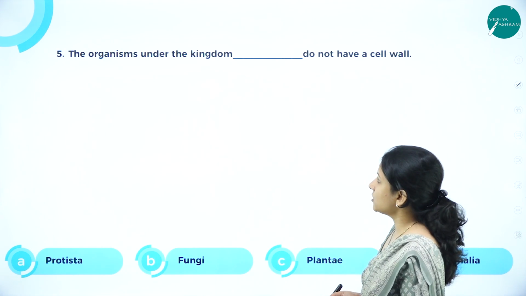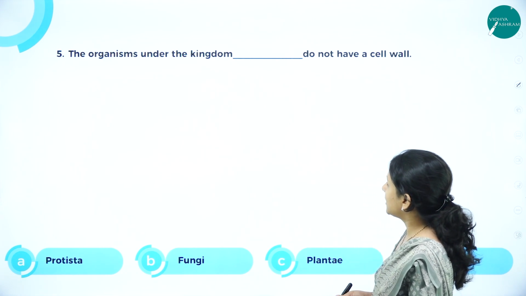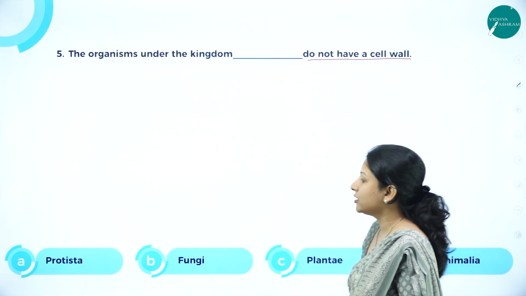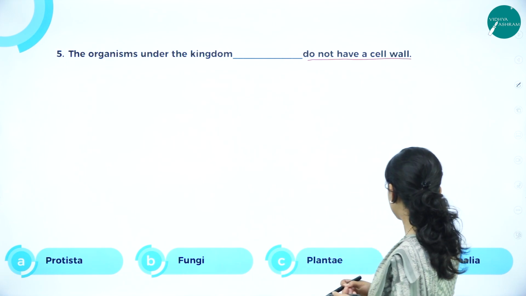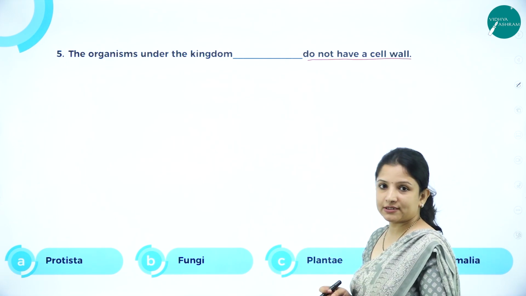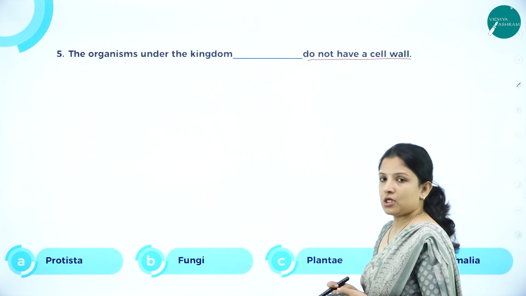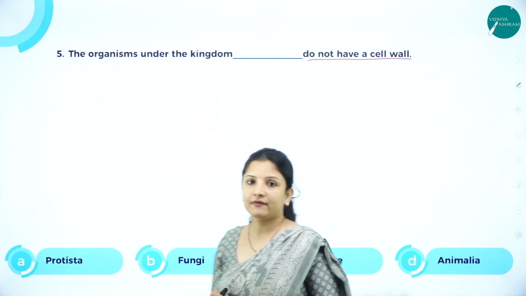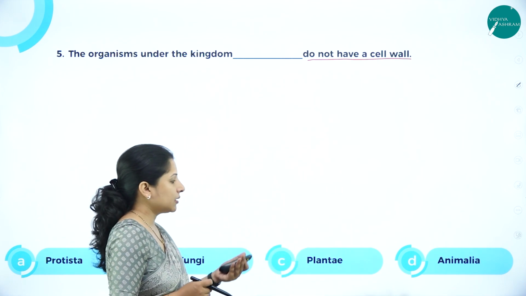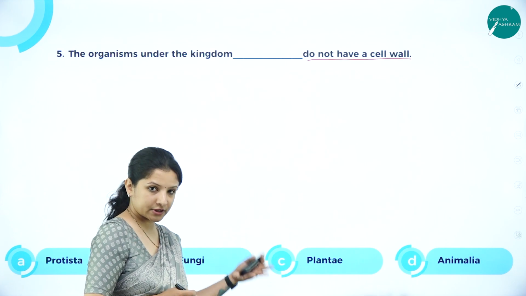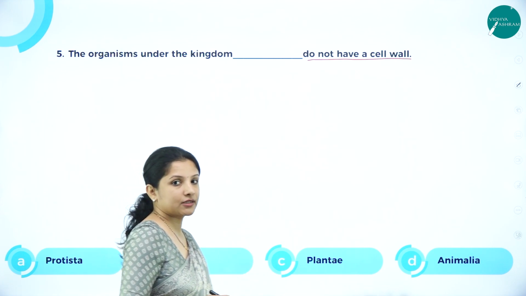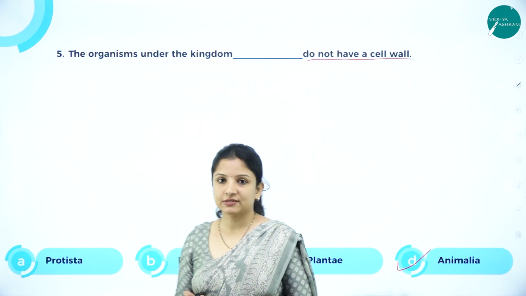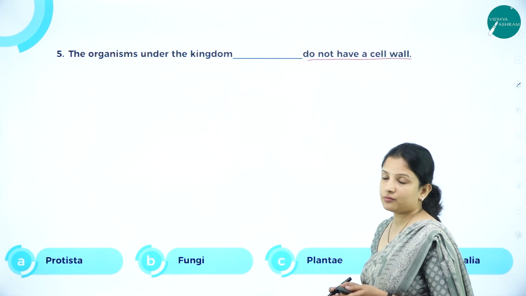Moving on to the next question. The organisms under the kingdom dash do not have a cell wall. Is it Protista, Fungi, Plantae or Animalia? Protista have a cell wall made up of polysaccharides and amino acids. Fungi have a cell wall made up of chitin. Plantae have a cell wall made up of cellulose. Whereas animals, the kingdom Animalia, do not have a cell wall. Instead, they only have a plasma membrane. So the right answer here is kingdom Animalia.